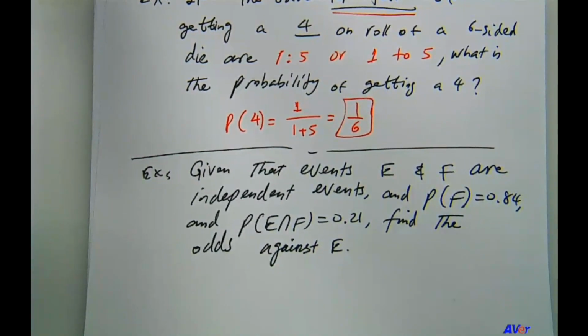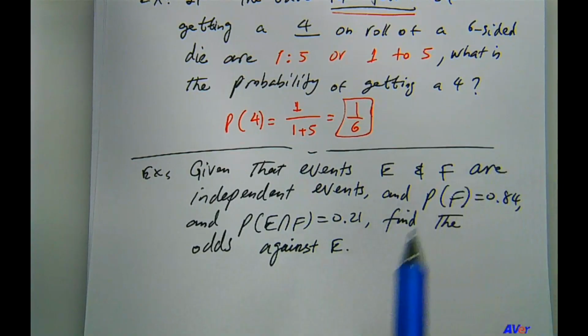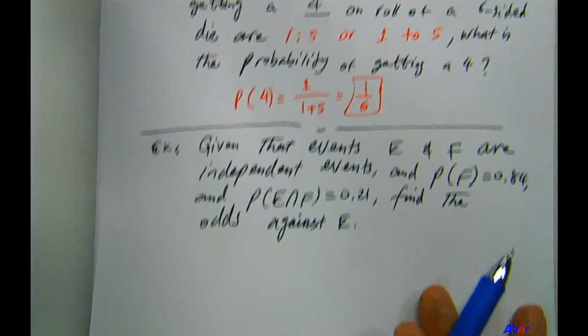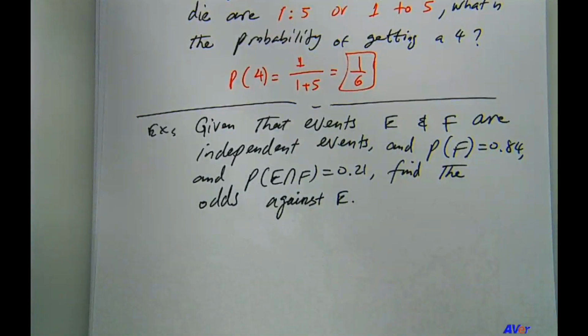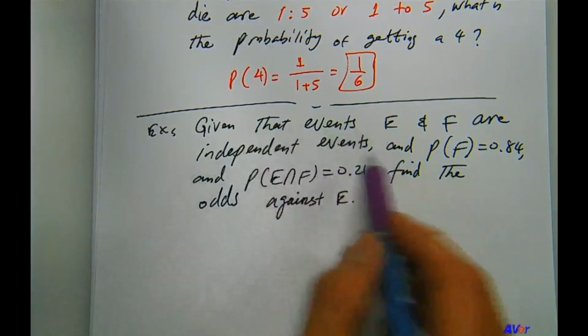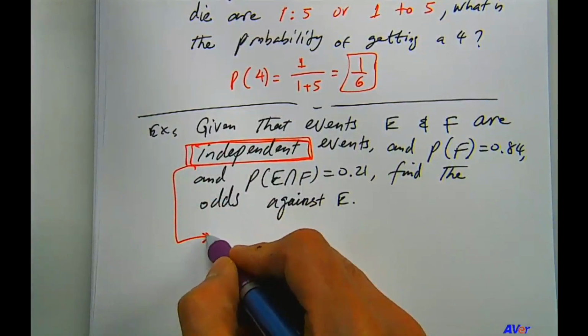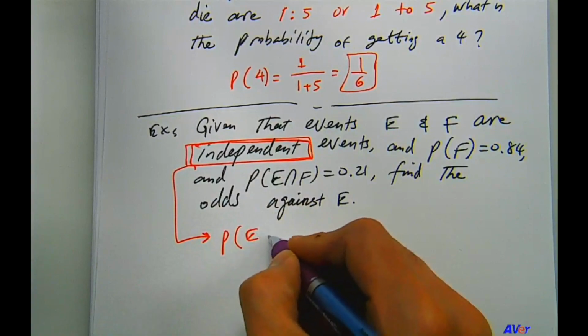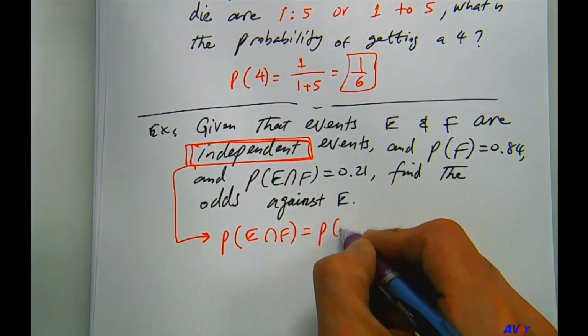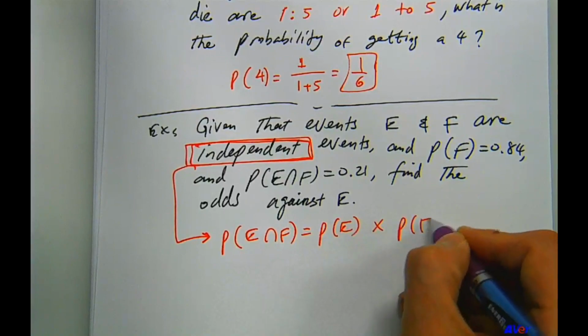Okay, if we want to find the odds against E, remember we have to know the probabilities of E occurring and E not occurring. So we want to know the probability of E bar and the probability of E. Well, one thing that we haven't yet talked about, and now it's a good time to introduce that concept, is that when events are independent, this formula is applicable: probability of E intersection F is equal to probability of E times probability of F.